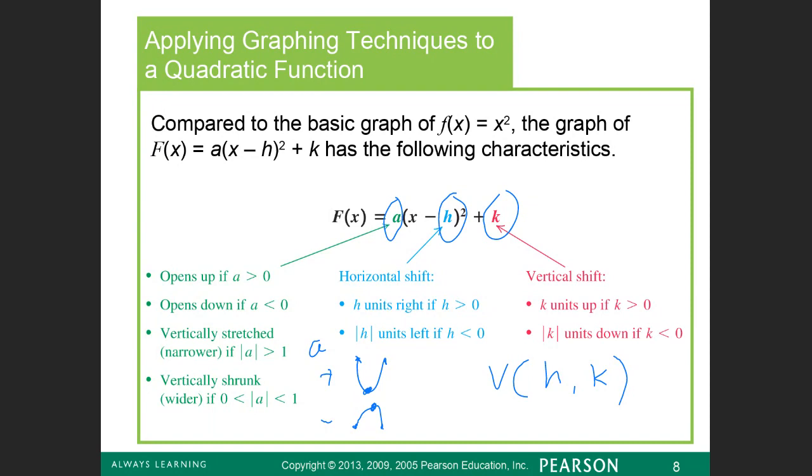Now, aside from being the vertex, h is also the horizontal shift, and k refers to the vertical shift. When you say shift, that is the same as translation, the same thing as the movement of the parabola. So when you say vertical shift, that's the y, so it's going up or down. When you say horizontal, it's the movement of the parabola going to the right or to the left.